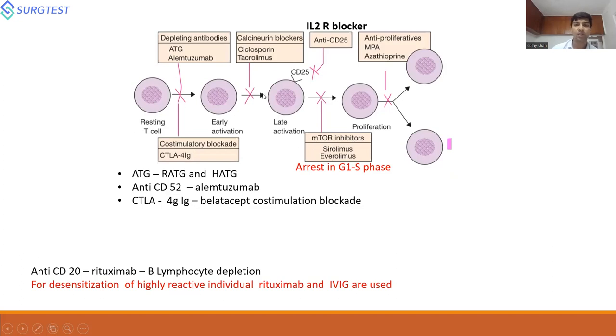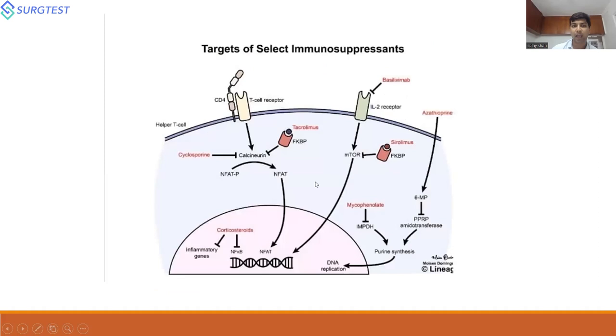Don't confuse tacrolimus and sirolimus. Tacrolimus is a calcineurin inhibitor, like cyclosporine. Sirolimus is an mTOR inhibitor. Okay, so the primary pathways: calcineurin inhibitors, mTOR inhibitors, anti-proliferative agents, just as a therapy.